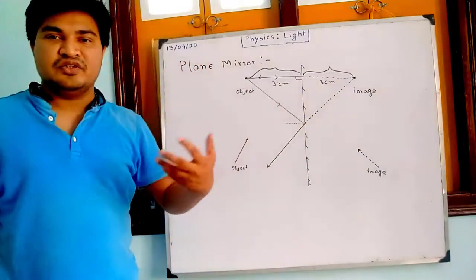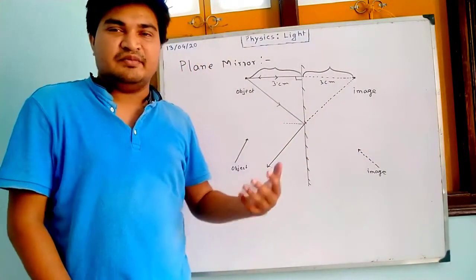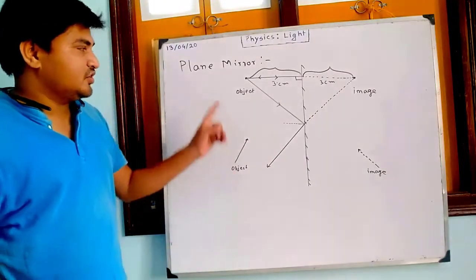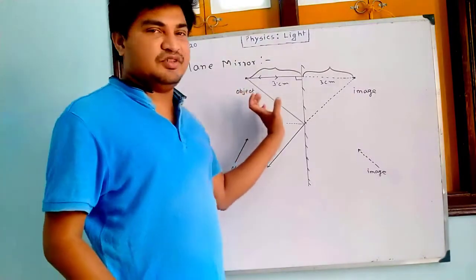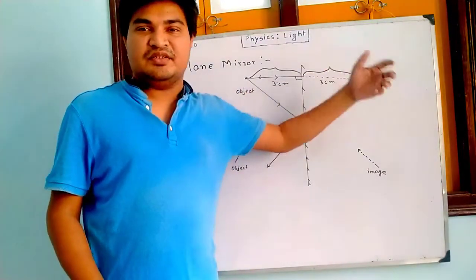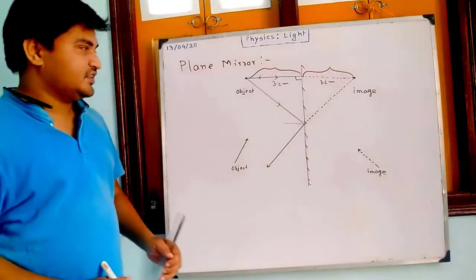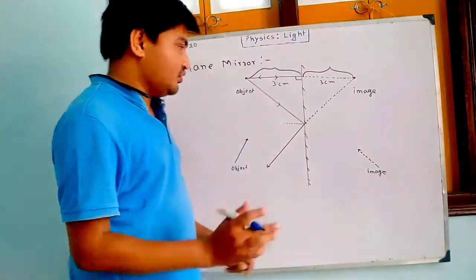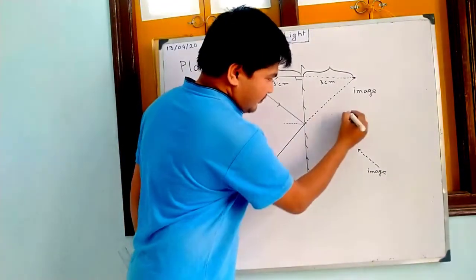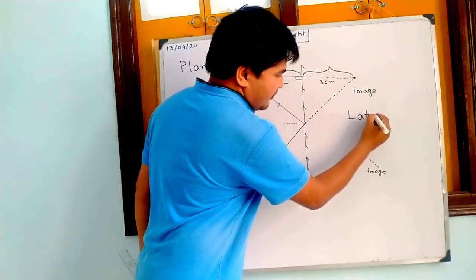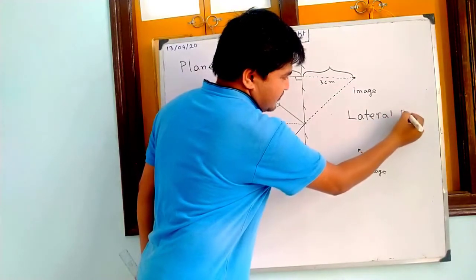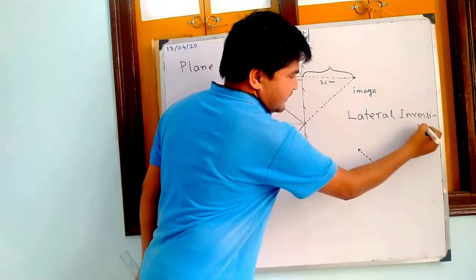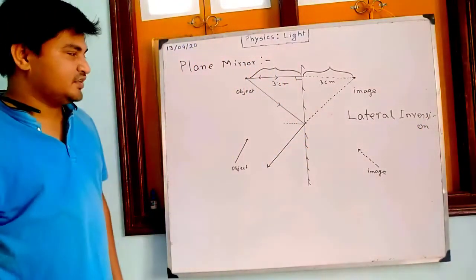Okay. If we look into a looking glass, we will always see the image size is equal to our size, not enlarged or diminished. So the property is that the size of the object and the size of the image are the same. Next, here we observe a lateral inversion in the image. What? Lateral inversion. So what is lateral inversion?